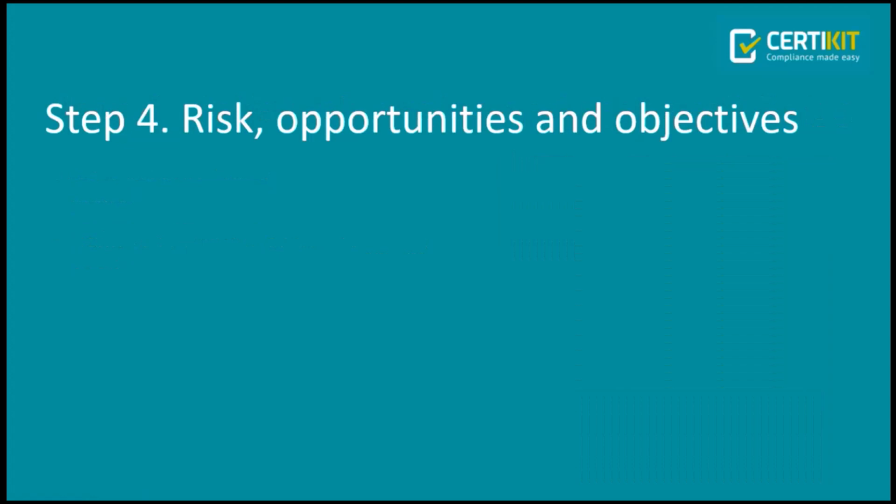Step 4, risk, opportunities, and objectives. There are a number of sub-steps inside of this, but the business will need to identify which risks and opportunities need to be addressed to ensure that the BCMS can provide assurance to achieve its intended outcomes, that it can mitigate or reduce those potential undesired effects, and to achieve continual improvement of the business continuity management system. So in order to do that, you have to define or establish the risk appetite, risk processes, and your approach to risk.